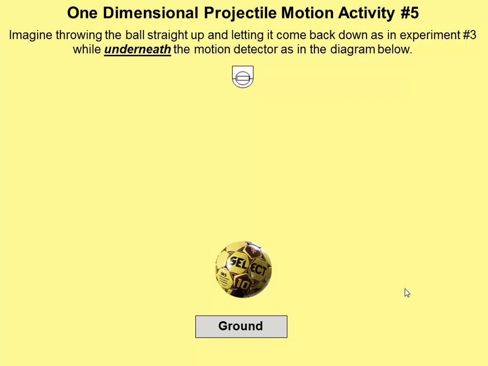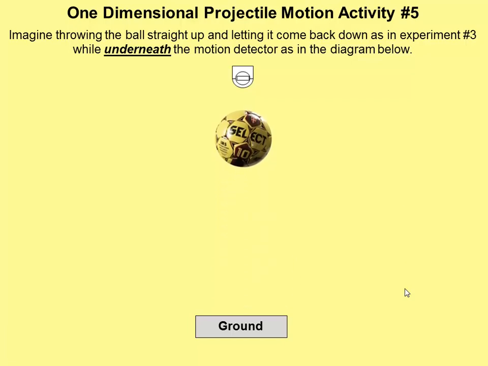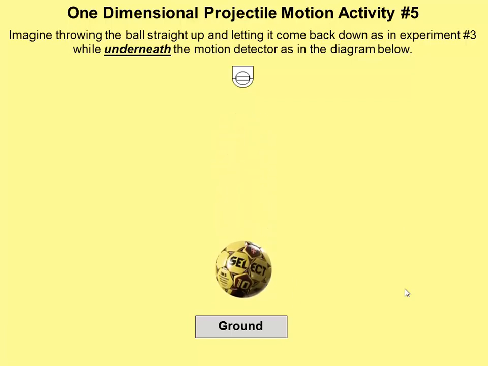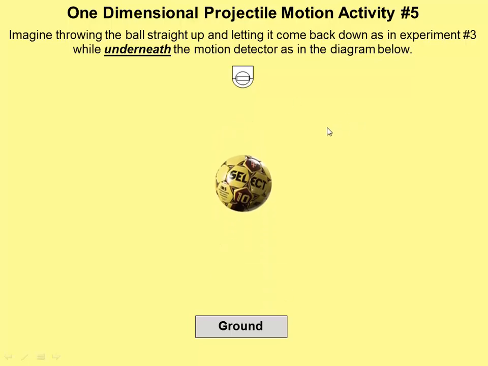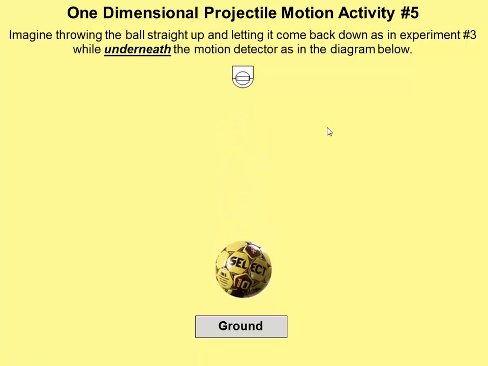So in number 5 in the activity, we said imagine what would happen if we threw the ball straight up and let it come straight down as we did in experiment number 3, but this time it was underneath the motion detector instead of above the motion detector. So it would look like this. Notice the motion detector is hanging above it now. So what would that do to the graphs?